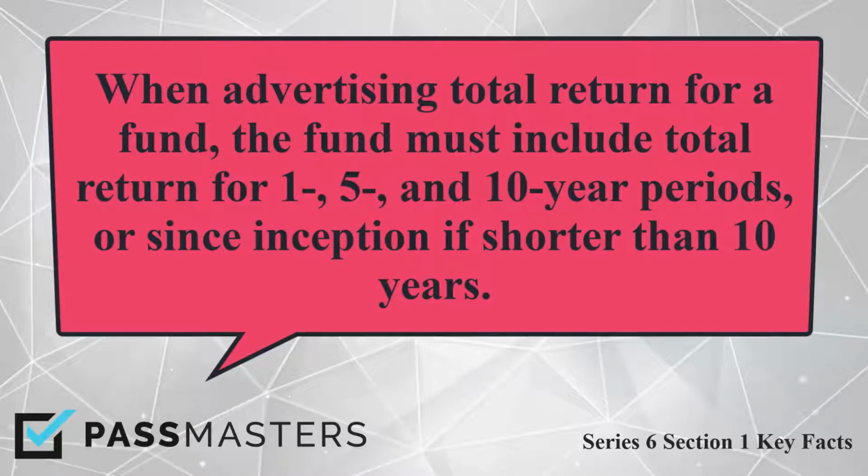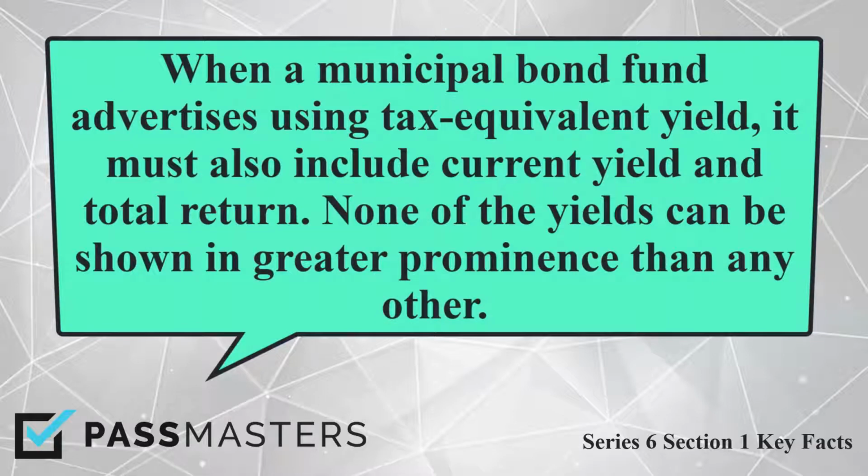When advertising total return for a fund, the fund must include total return for 1, 5, and 10-year periods or since inception if shorter than 10 years. When a municipal bond fund advertises using tax equivalent yield, it must also include current yield and total return. None of the yields can be shown in greater prominence than any other.